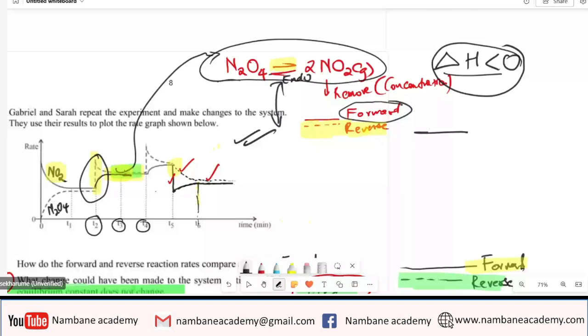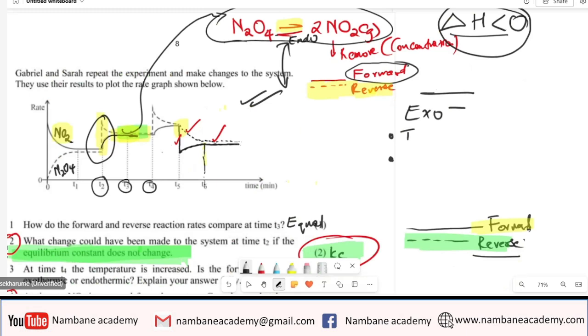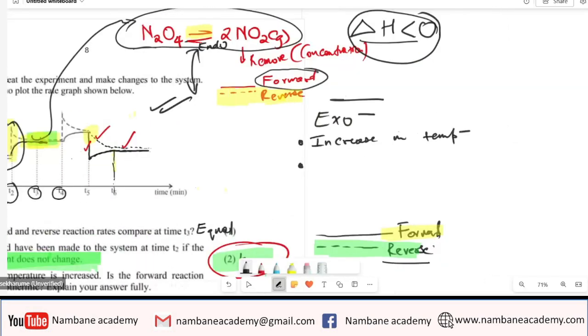So why do you say it's an exo? Let us have the points. According to Le Chatelier's principle, we need to identify the disturbance. So the increase in temperature is the disturbance on the system. You'll say increase in temperature will favor the endothermic reaction, and you'll write it in full.